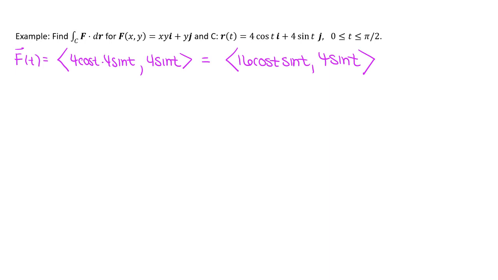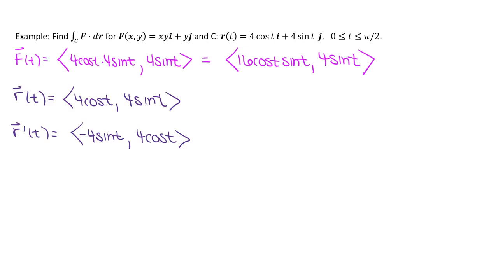So to compute this, the first thing I'm going to do is rewrite my force field in terms of t. Just like earlier we had to rewrite our functions in terms of t, I'm going to rewrite this force field in terms of t by replacing the x's with 4 cosine t and the y's with 4 sine t. That's exactly what I've done in this first line. So I ended up getting my vector field can be written as 16 cosine t sine t, comma 4 sine t. So there's my F, my force field.